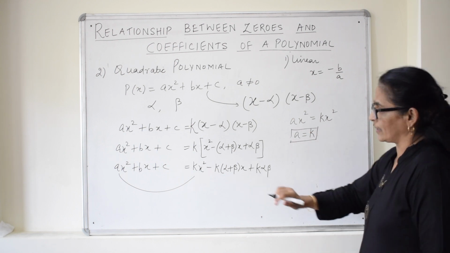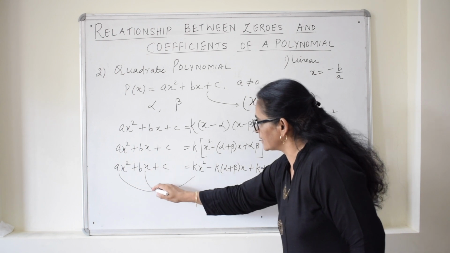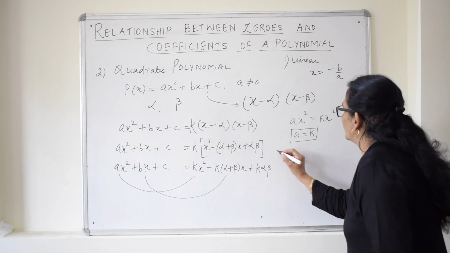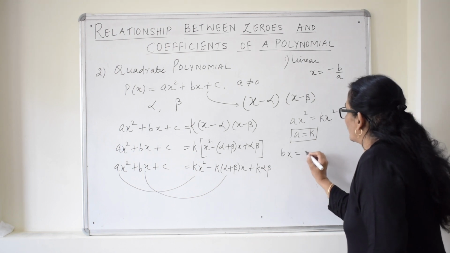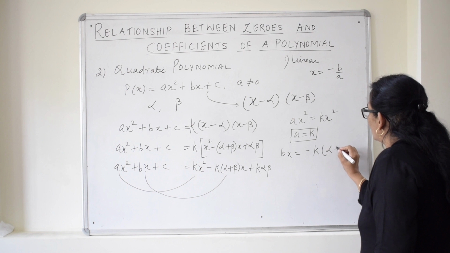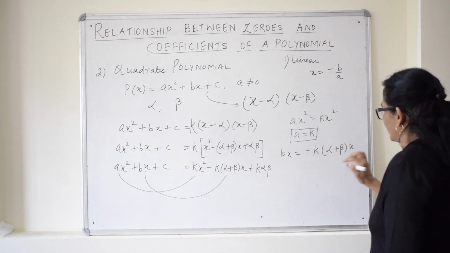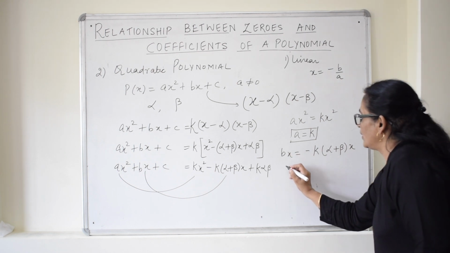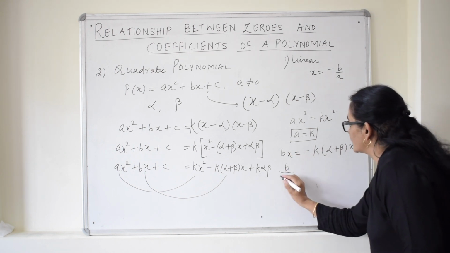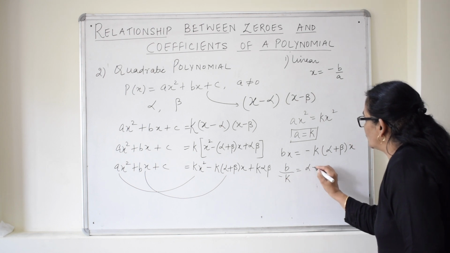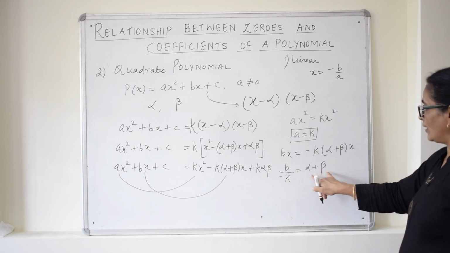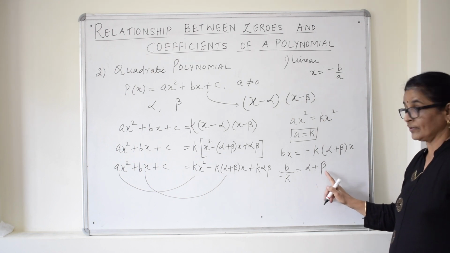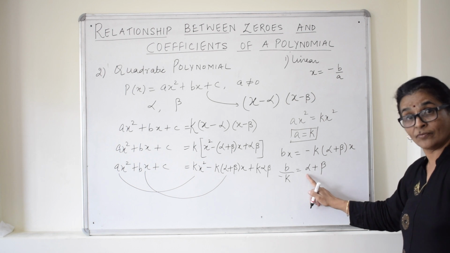Now come to the second part. The second term is bx, and that will be equated with the second term on the right hand side. So bx is equal to minus of k into x plus beta into x. All terms are multiplied, x and x will be cancelled. So here we are getting b upon minus k is equal to alpha plus beta. Now alpha and beta are the zeros. So first relation we are getting here with the help of this sum of the zeros.